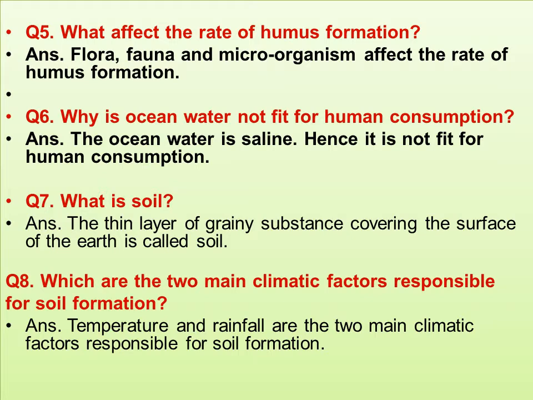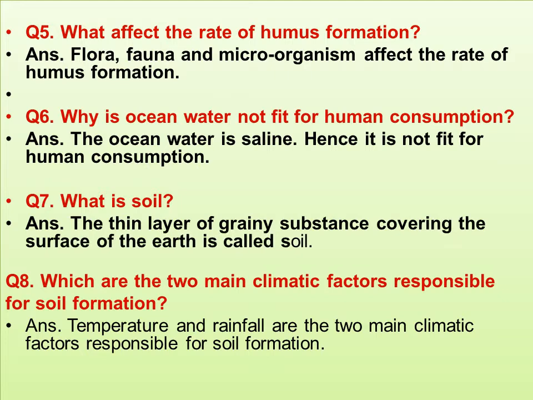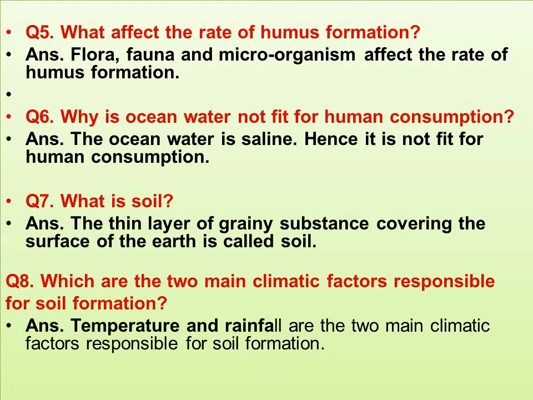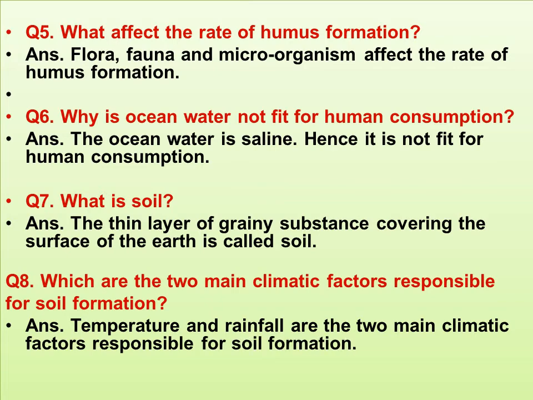Question number 7. What is the soil? Answer: the thin layer of grainy substances covering the surface of the earth is called soil. Question number 8. Which are the two main climatic factors responsible for soil formation? Answer: temperature and rainfall are the two main climatic factors responsible for soil formation.